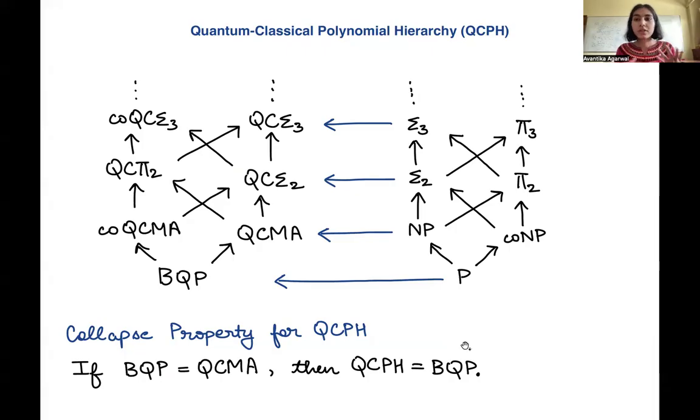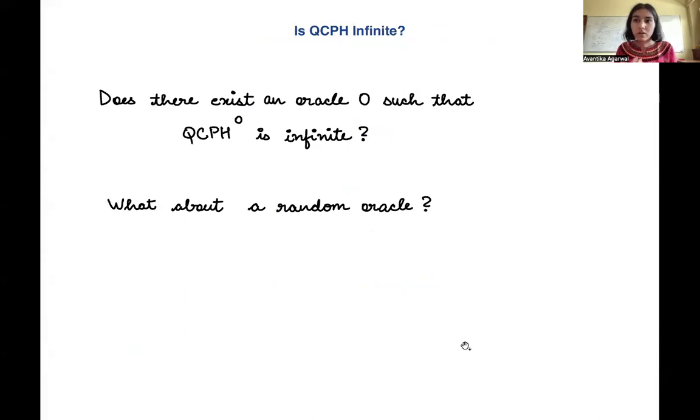So now can we show that QCPH is infinite? Again, like in the classical setting, we do not know how to show this. So then it's natural to wonder whether we can show this in the oracle model. So does there exist an oracle O such that QCPH is infinite? And if there does exist an oracle O such that QCPH is infinite, then do we need a lot of structure in this oracle to be able to show this result? Or can we also show this for an unstructured random oracle?